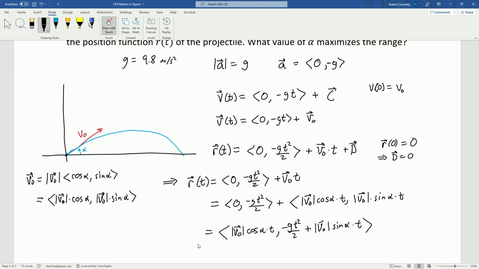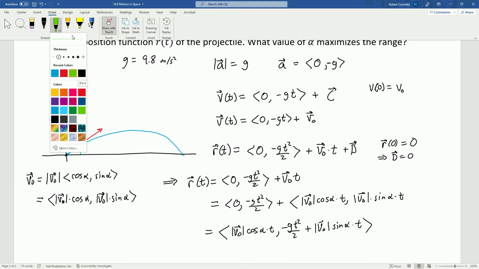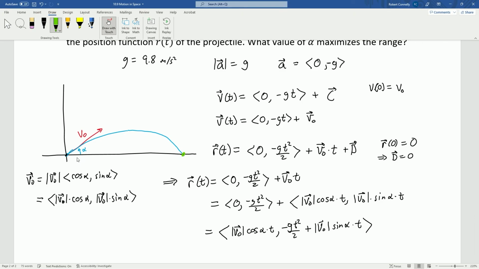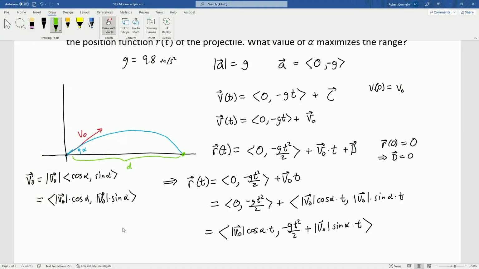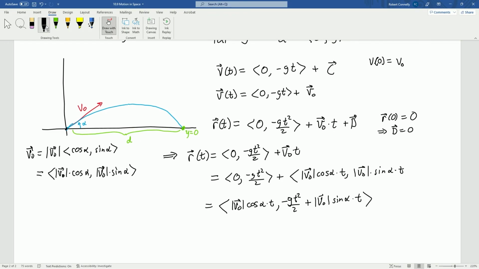Now the question says, what value of alpha maximizes the range? Okay, so we have to think about that. What does that mean? Well, first, let's just define what we mean by range. We mean the distance that this projectile can fire, and we'll call that little d here. And this distance along the x-axis occurs when y equals 0. So we're going to start by setting y equal to 0 and solving for the time.